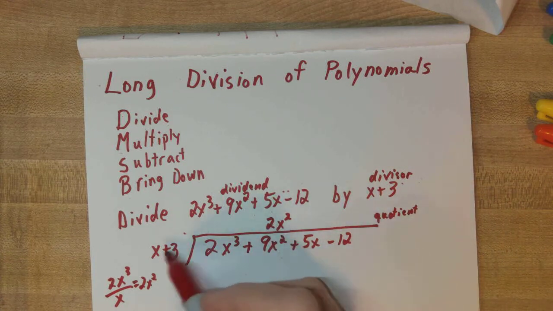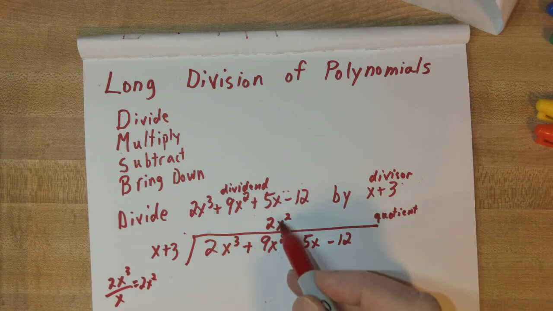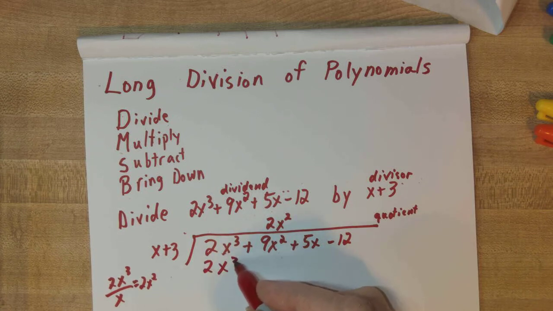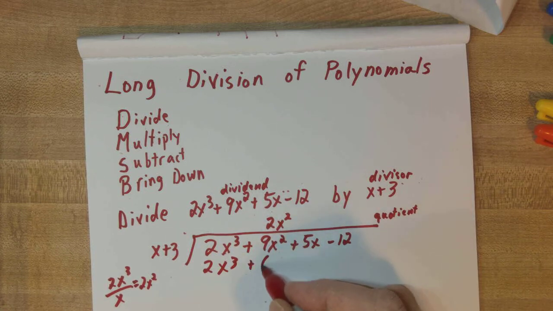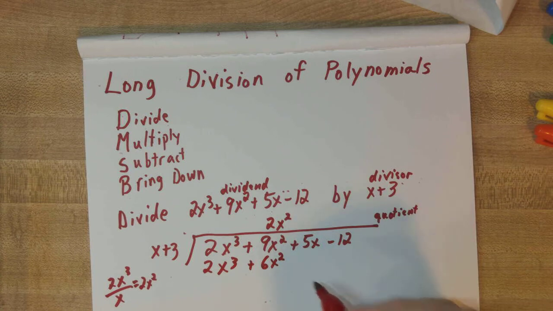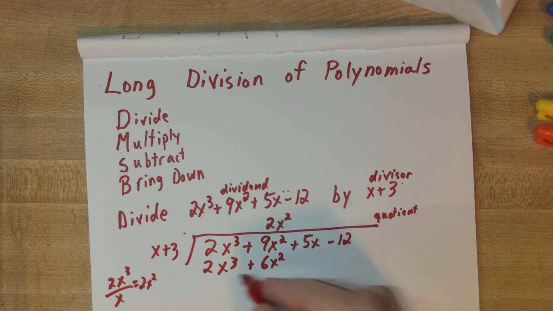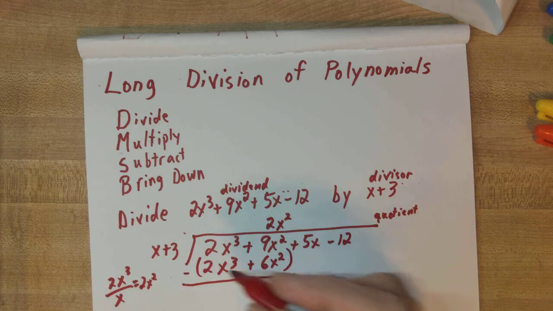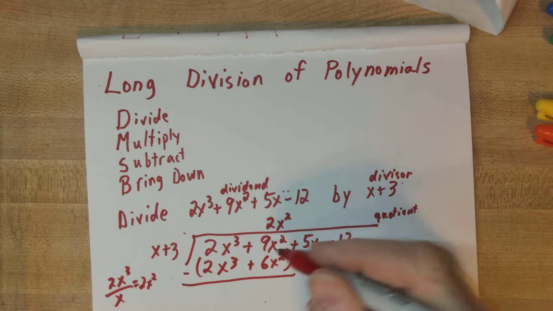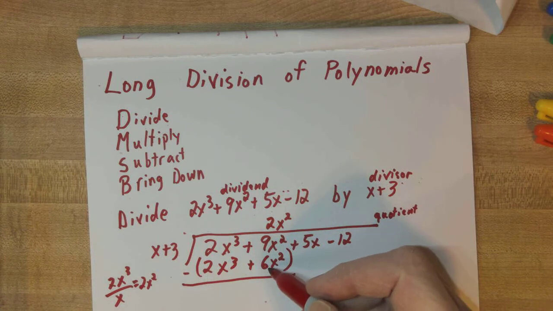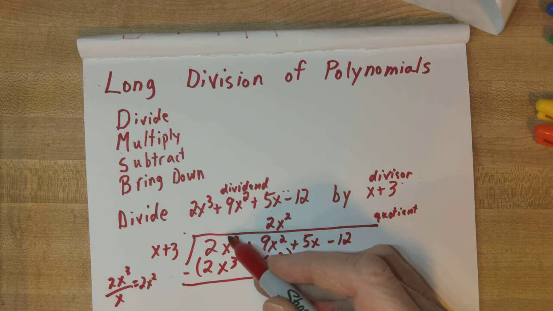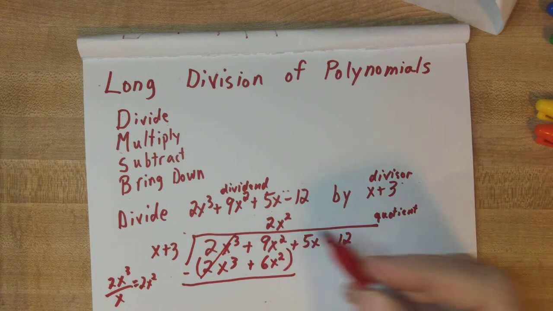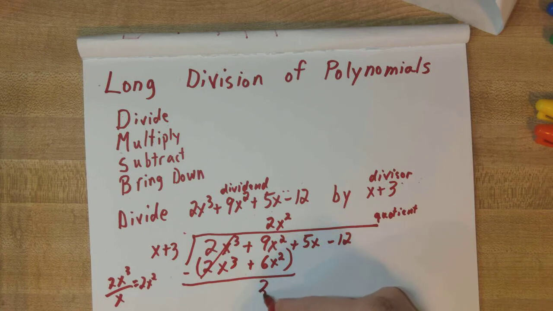Now I'm going to multiply, and let's remember that it'll be a distributive property. 2x squared times x is 2x cubed. 3 times 2x squared is 6x squared. So 2x cubed plus 6x squared on the multiplying step. Now I'm going to subtract. I do make a point to group that and put a minus sign because you're subtracting both terms. And then 2x cubed minus 2x cubed by design cancels out. 9x squared minus 6x squared is 3x squared.